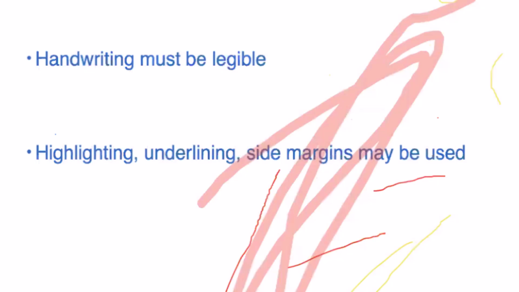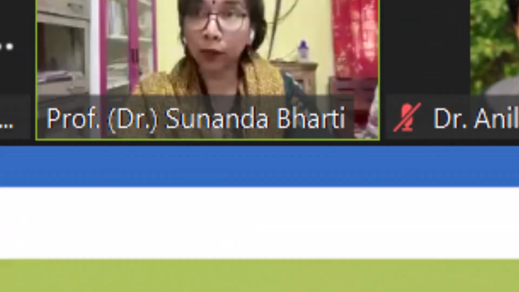Because if it is not making sense, then sympathetic marking usually is not done in law. कि कुछ तो लिखा है इसलिए कुछ तो marks मिल जाएं, even if it is not making sense, that does not happen. It does not work that way. Okay, so handwriting must be legible. At the same time, put some effort into the presentation of your answer, highlighting, underlining, side margins. Again, the old school method. All those tips with which we grow up till at least the 12th standard, all those work here as well.